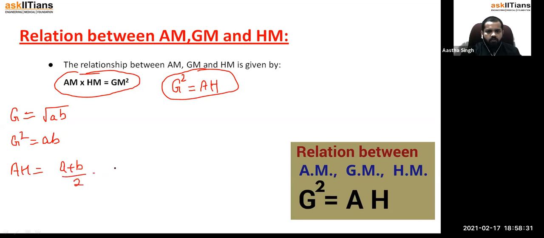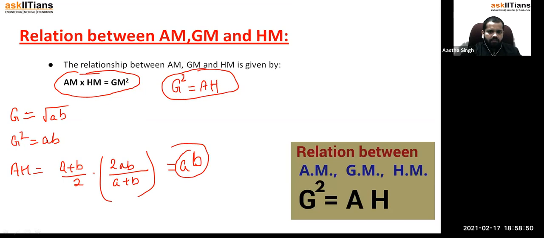Harmonic mean is 2AB divided by A plus B, right? As these are multiplied, A plus B and A plus B will cancel out, and 2 will cancel out. You will just get A and B, which is the same as your LHS, right? These values are the same, so we have just verified the equation. So always remember the formula: G square is equal to AH, where G is your GM, A is your AM, arithmetic mean, and H is your HM, harmonic mean, right?